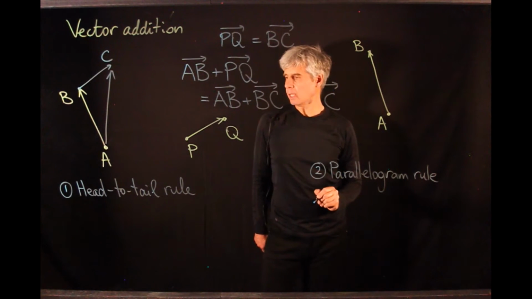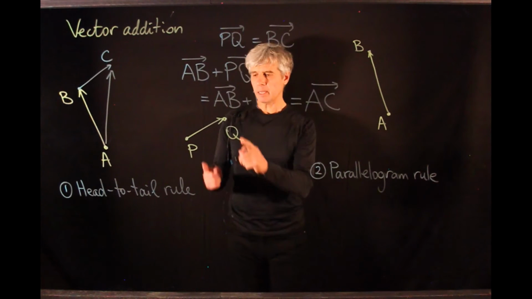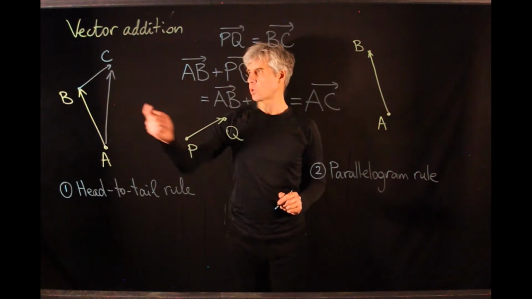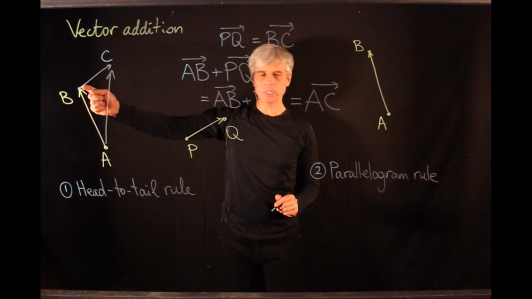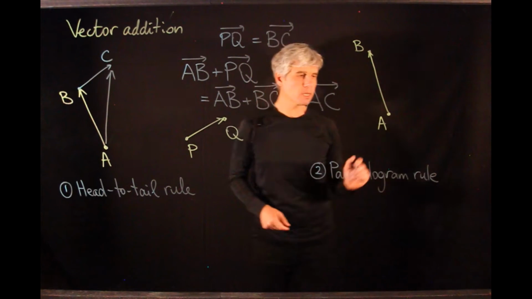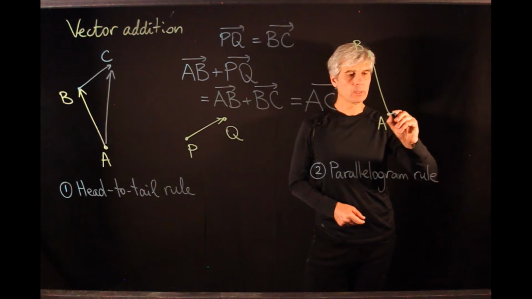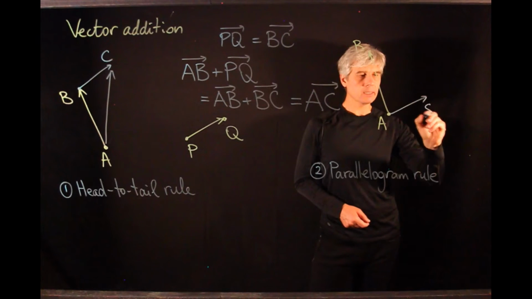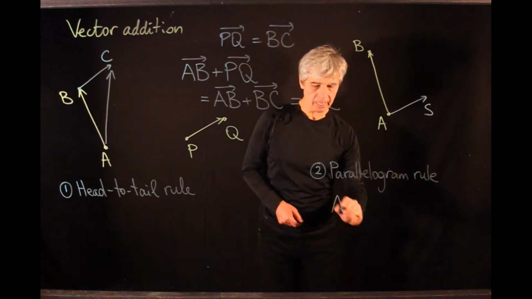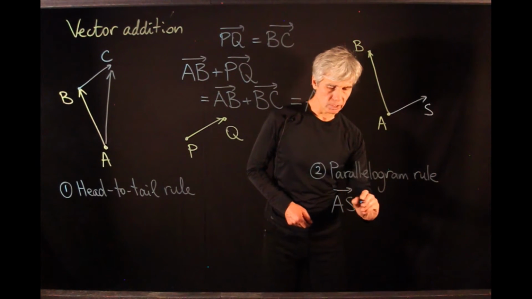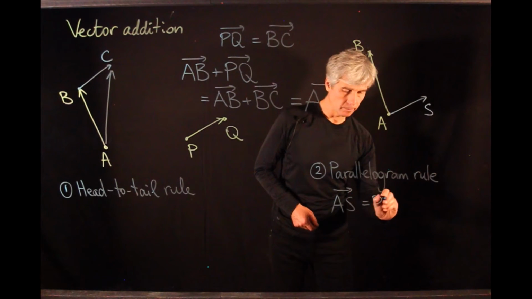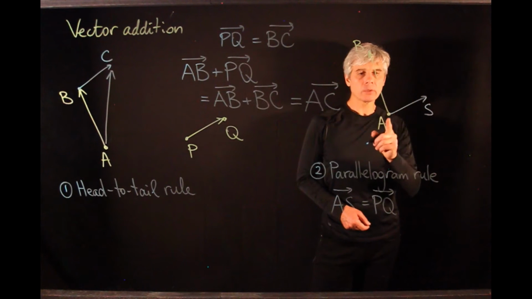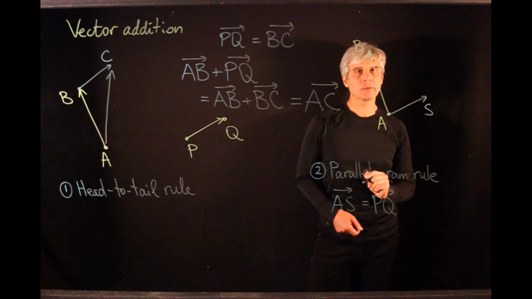So in this case, we take our second vector PQ, and instead of drawing it with the starting point at B, we will draw it with the starting point at A. So we have a vector AS, which is equal to the vector PQ. And now we've got two vectors with the same starting point.